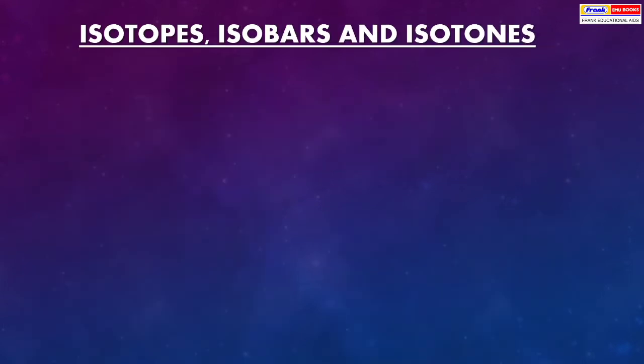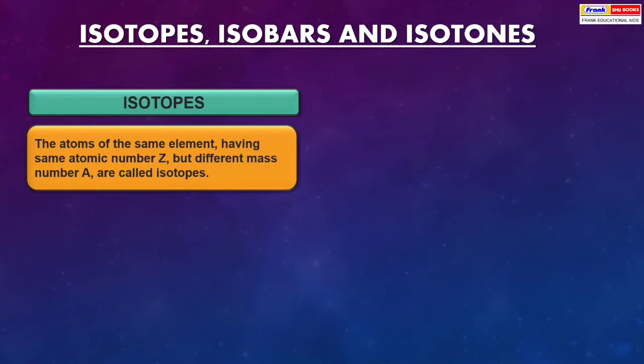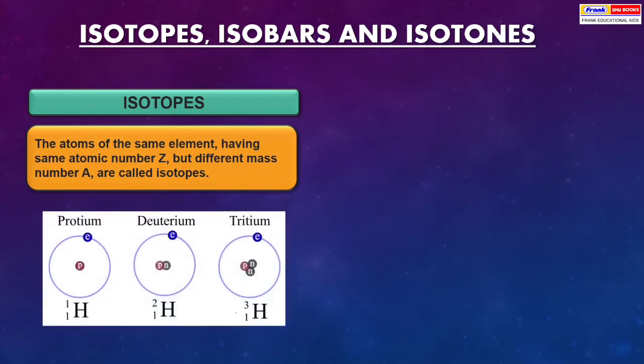Isotopes, isobars, and isotones. Isotopes: the atoms of the same element having the same atomic number Z but different mass number A are known as isotopes. Example, protium, deuterium, and tritium are the isotopes of hydrogen.